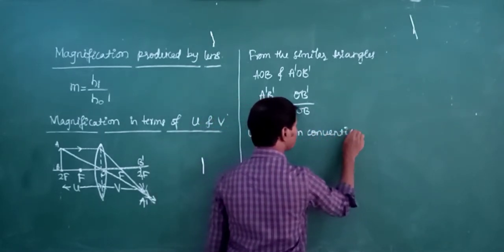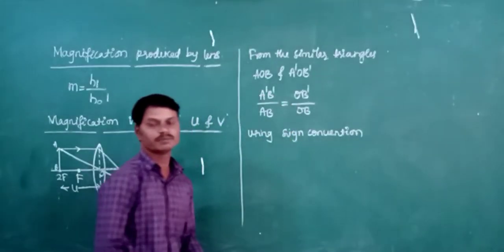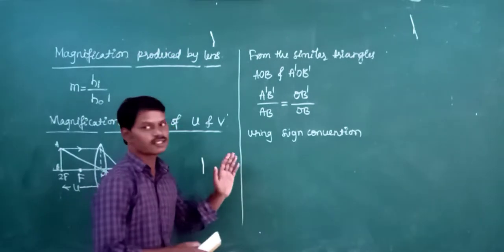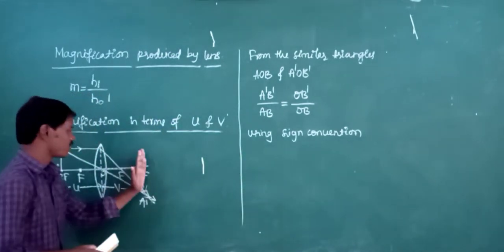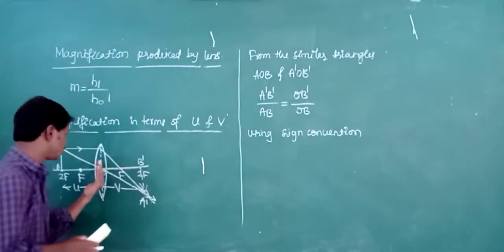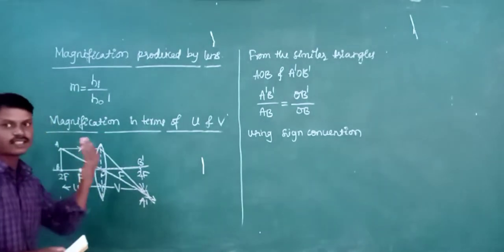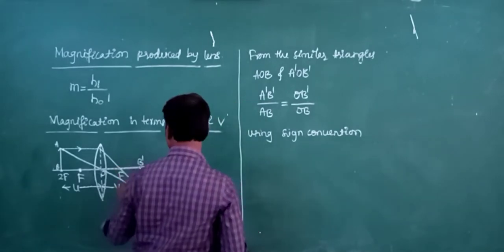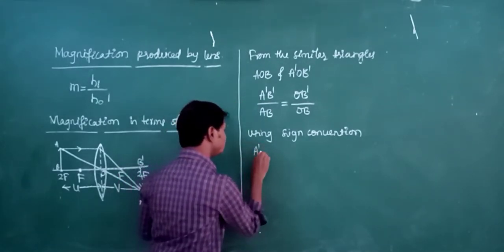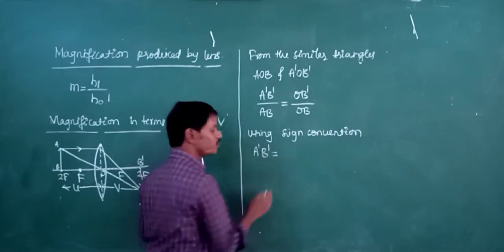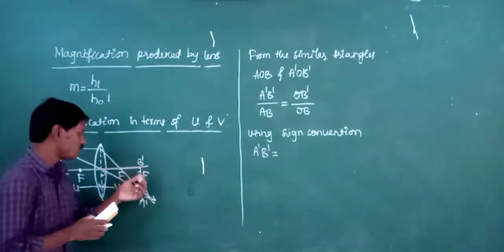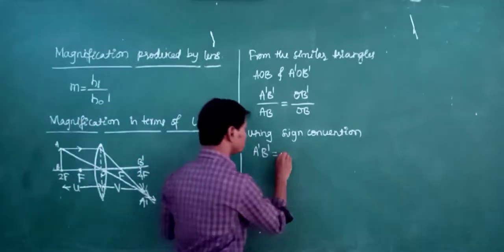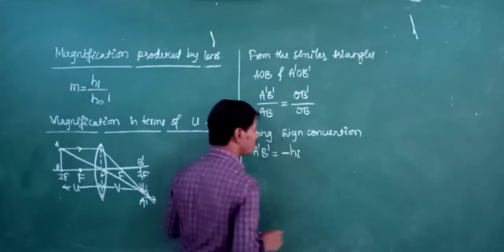If the distances are measured upward, they are taken as positive. If the distances are measured downward, that is taken as negative. And if the distances are measured in the positive x-axis, they are taken as positive. If the distances are measured in the negative x-axis, they are taken as negative. Now, A'B' is nothing but the height of the image. Here the height of the image is downward because the distance is measured downward. That is why it is minus HI, height of the image.